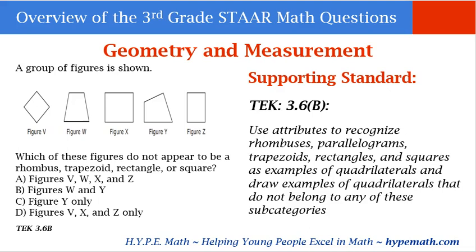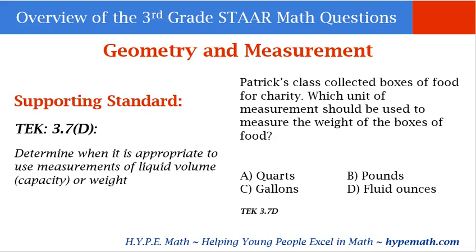Here we have a group of the figures in our sample problem, and it says which of these figures do not appear to be a rhombus, trapezoid, rectangle, or square. And then we have our answer choices. Let's look at one more supporting standard.